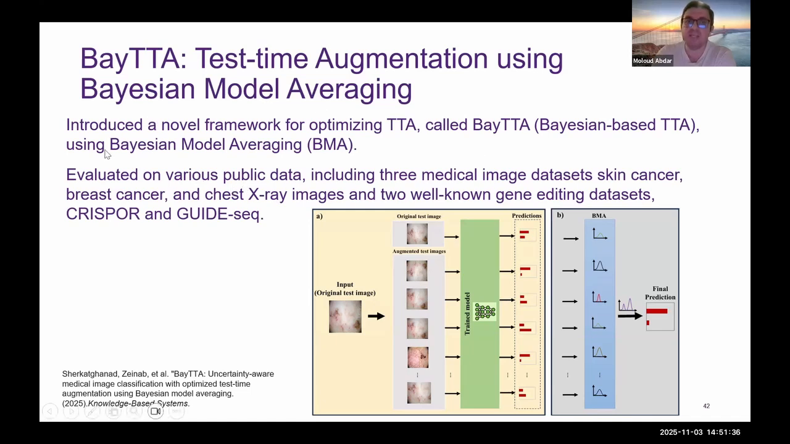Here, we used Bayesian model averaging rather than the simple averaging that most TTA models do. We tried to use BMA for the predictions and see how they work. We evaluated on different data sets, including three medical image data sets like skin cancer, breast cancer, and chest X-ray images, and two well-known gene editing data sets, which we then transferred to image-wise. This work was published, if I'm not wrong, in Knowledge-Based Systems.